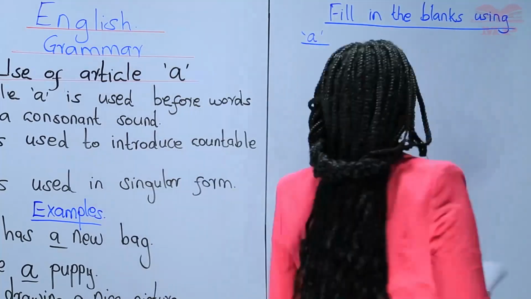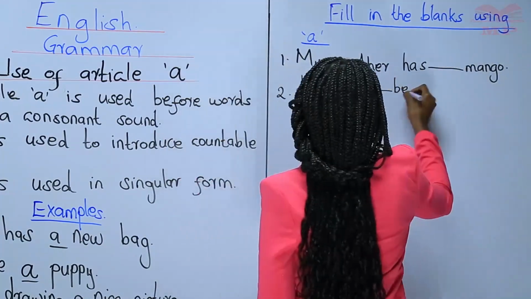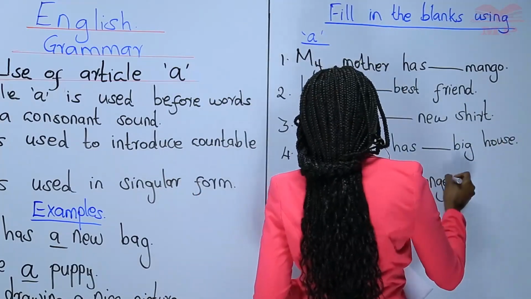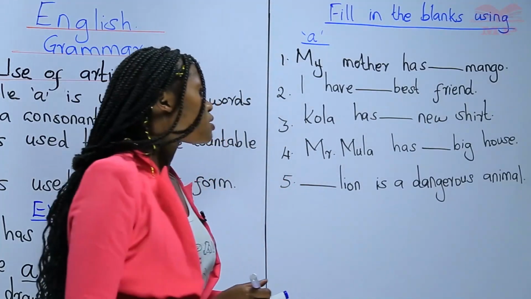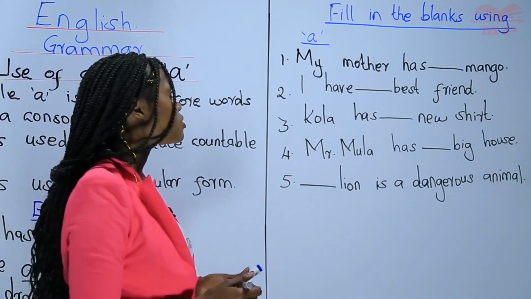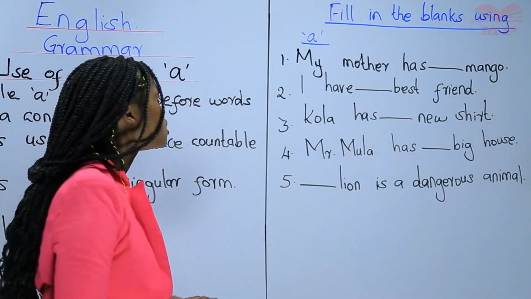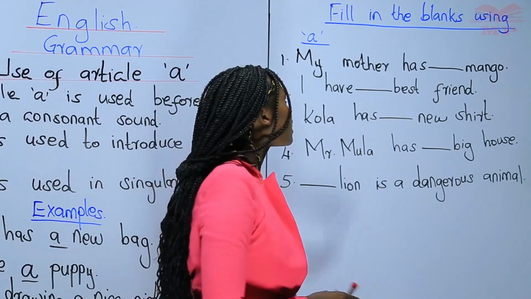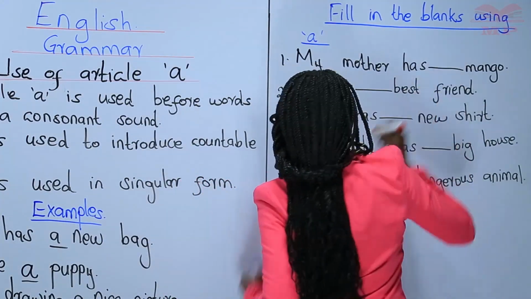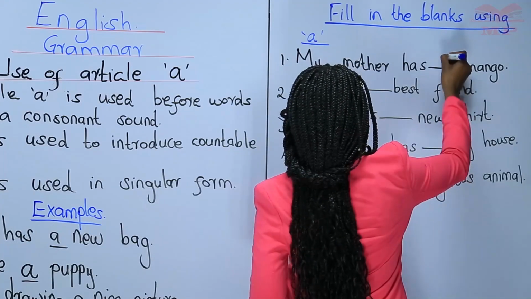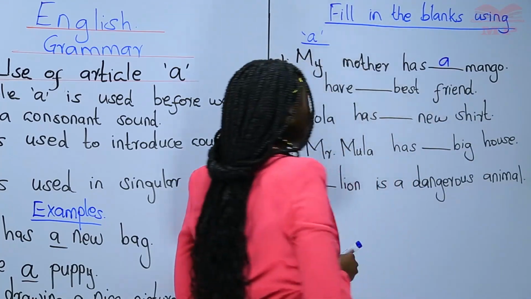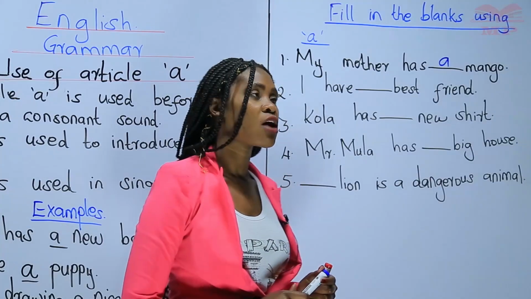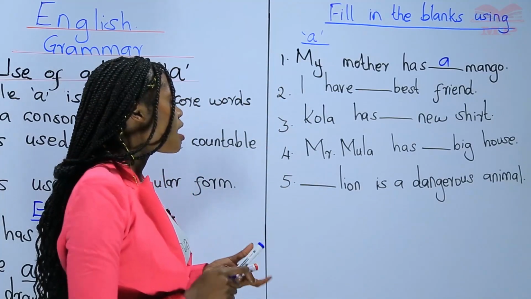The first question. So these are the questions that I gave you. There are only 5 questions and you are supposed to fill in the blanks using a. The first question reads, my mother has dash mango. So you fill in the blank space with a. Then after filling in your answer, you also read the whole sentence. My mother has a mango.